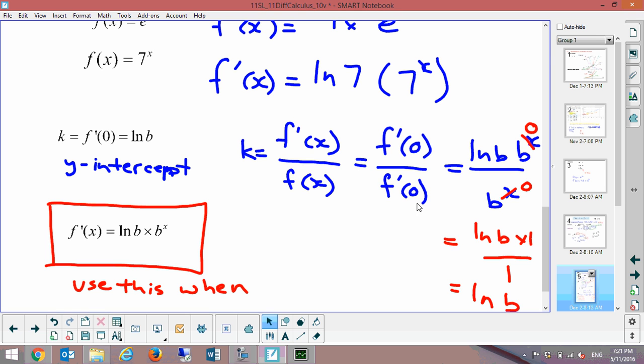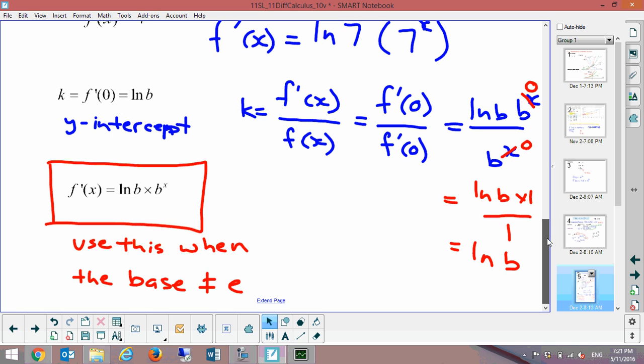So if we want to find it at the point where x is 0, our original function becomes b to the 0. The derivative function at 0 becomes ln of b times b to the 0. That's equal to 1. This is equal to 1. So now we see that the ones are just 1, and we're left with the natural log of b. So in other words, that ratio, when x is 0, is equal to the natural log of b.